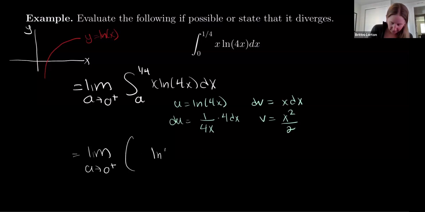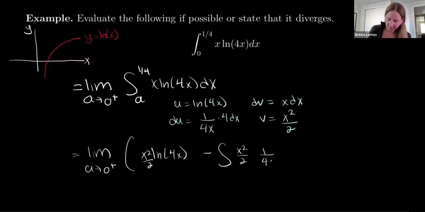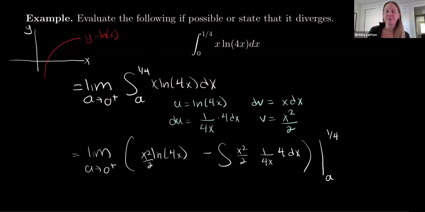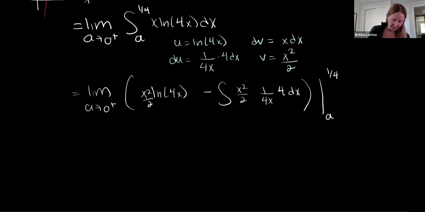My u is ln of 4x. My v is x squared over 2 minus the integral of x squared over 2 times 1/4x times 4 dx. And all of that is evaluated from a to 1/4. Okay, we'll simplify this. Before I plug in my bounds, I'm actually going to do the simplification.